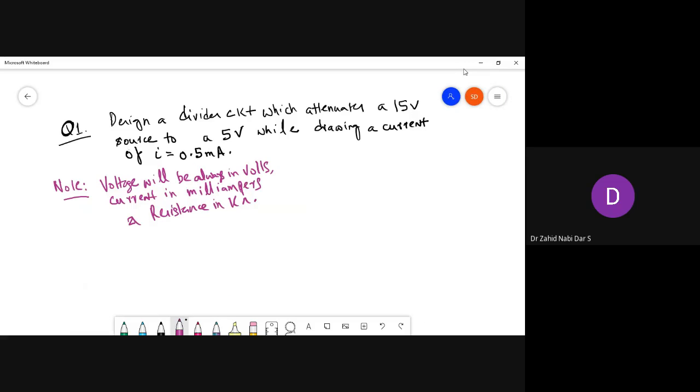So how do you go about this? Some of you should be able to do it. Okay, so what we see is we can write that 1 plus R1 divided by R2 is equal to V1 by V0, that is 15 by 5. So you can say 1 plus R1 by R2 is equal to 3. Okay, this is one thing.